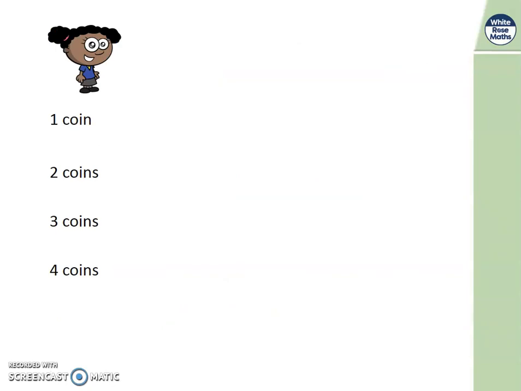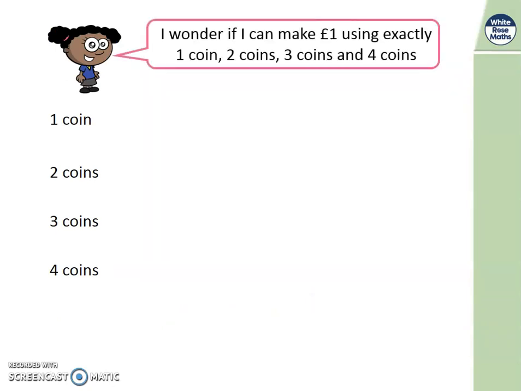Here's Whitney. And Whitney says, I wonder if I can make £1 using exactly 1 coin, 2 coins, 3 coins, and 4 coins. Pause the video and see if you can think of coins that can make £1 or 100 pence. Come back to me when you think you've got your answers. Shall we check your answers?